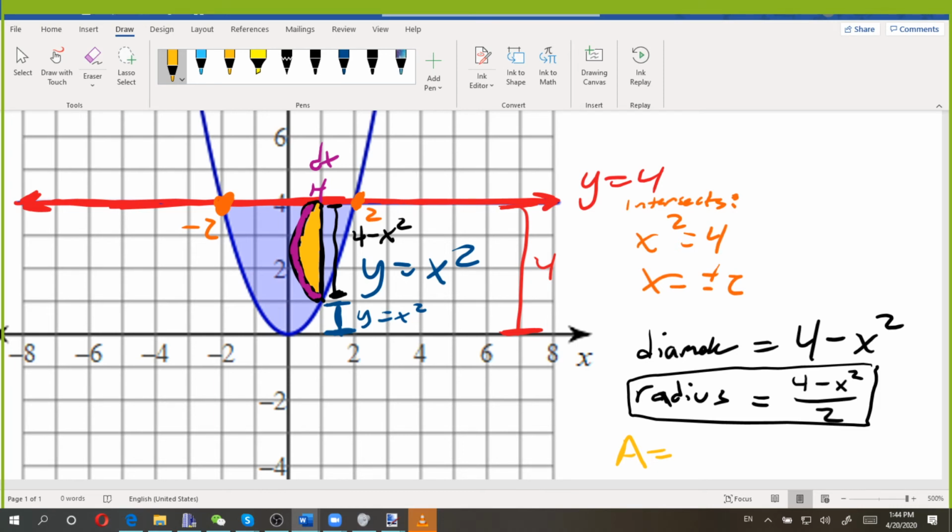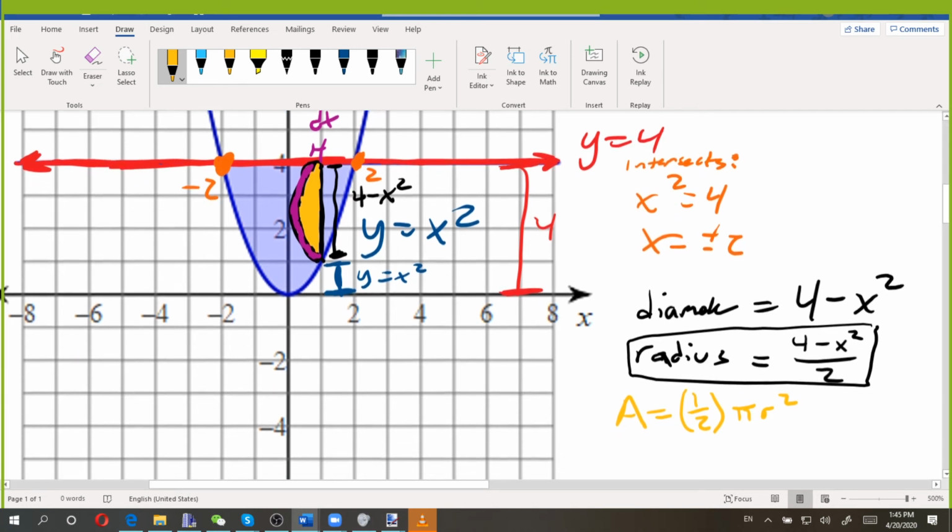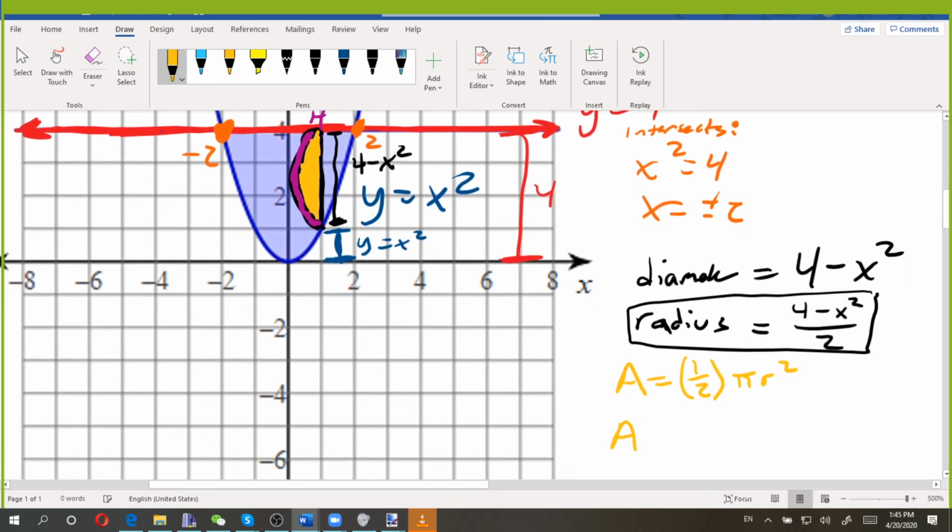Anyone, what should this area be? One half pi r squared. One half of pi r squared is perfect. And then we'll just need to substitute from our radius. So for us, our area is pi over 2, so that's the 1/2 times pi, times our radius, 4 minus x squared over 2 squared. Okay, any questions how we got our area?